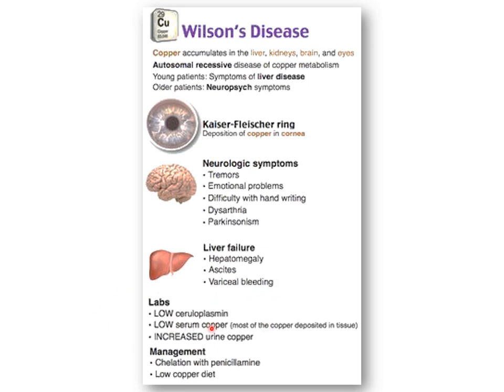So, in investigation, there is low ceruloplasmin and low serum copper, with most of the copper deposited in the tissue, then increased urine copper. In management, there is chelation with penicillamine and a low copper diet. So this is all about Wilson's disease.